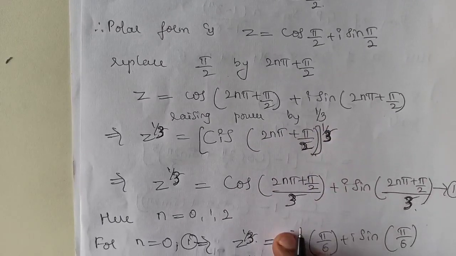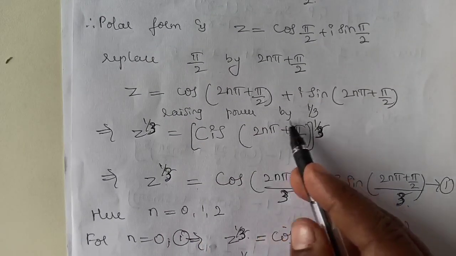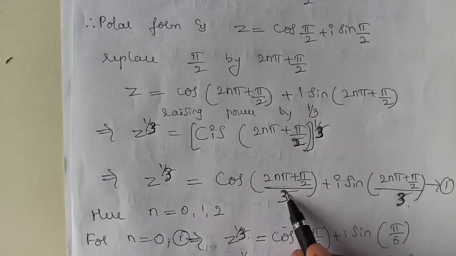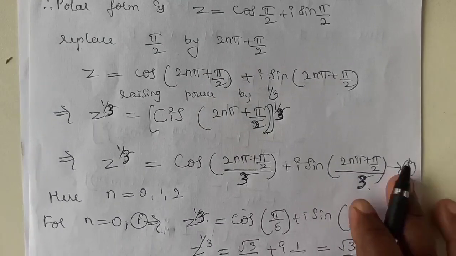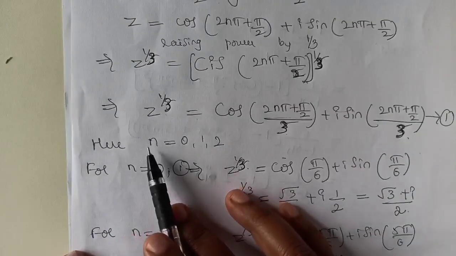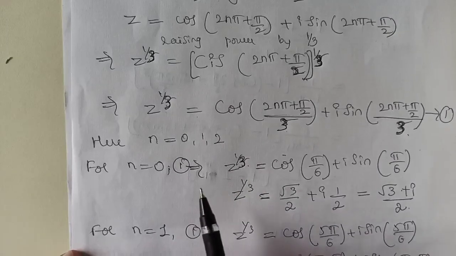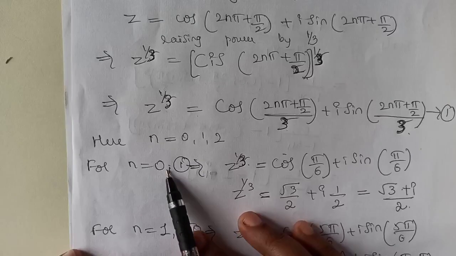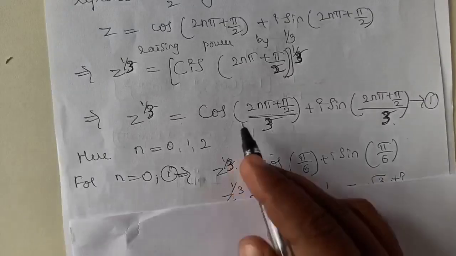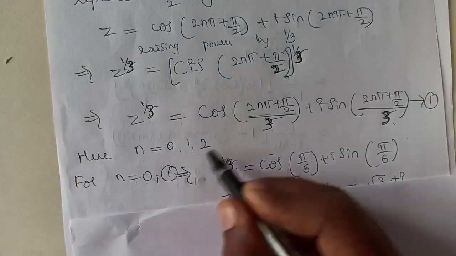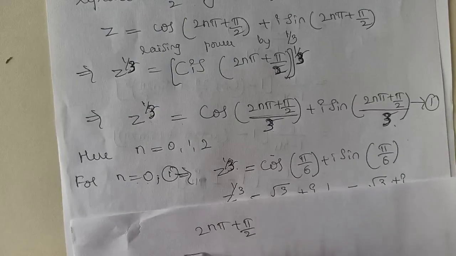Simplifying this, we get z power 1 by 3 equals cos of this angle as it is, whole divided by 3, and the same in the sine term. So consider this as equation 1. Next, here we have to substitute n equals 0, 1, 2. Now substituting n equals 0, equation 1 becomes, this angle becomes (2n pi plus pi by 2) divided by 3.